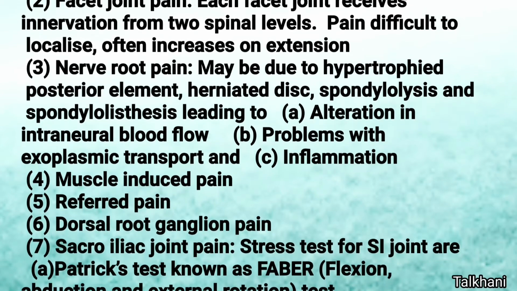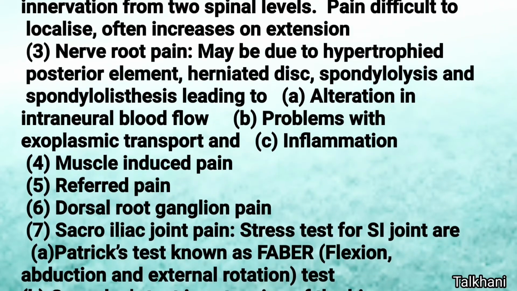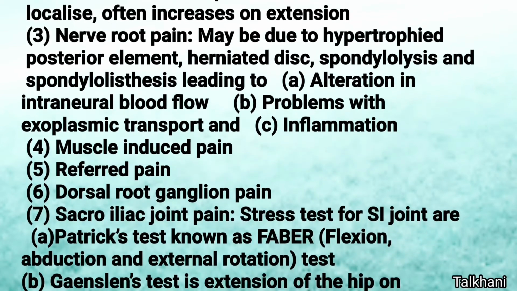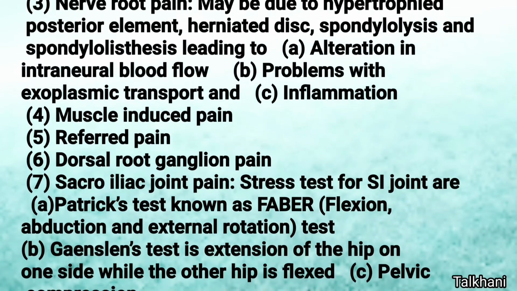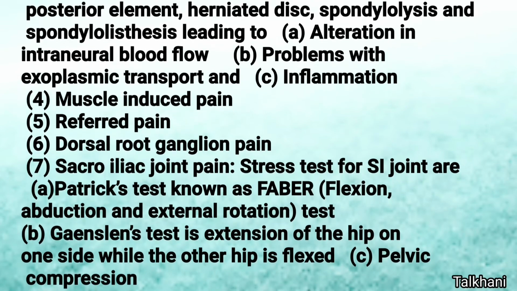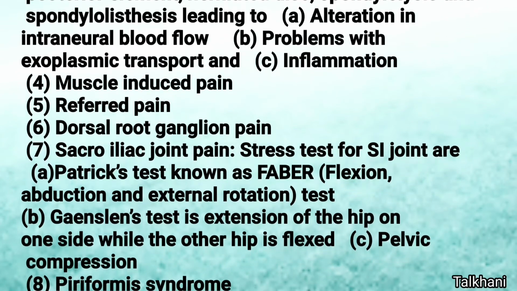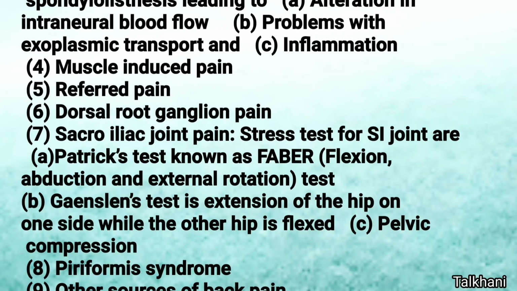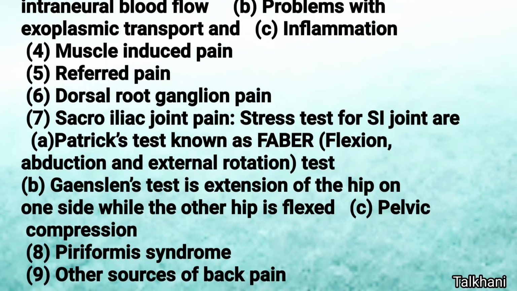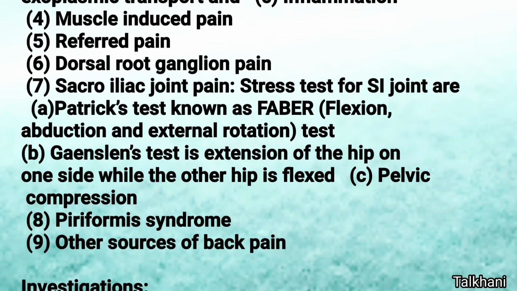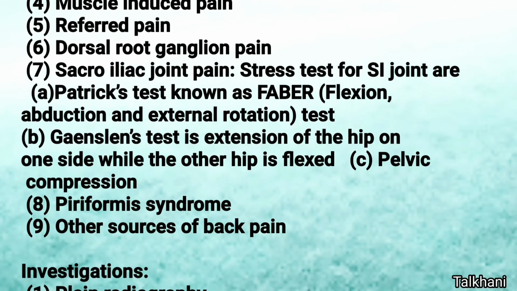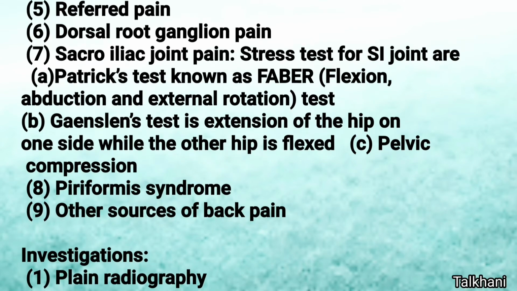Number 4, muscle-induced back pain. Number 5, referred back pain. Number 6, dorsal root ganglion pain. Number 7, sacroiliac joint pain. Sacroiliac joint pain is tested by stress tests of the SI joint. They are A, Patrick's test, also known as the FABER test. FABER stands for flexion, abduction, and external rotation test.